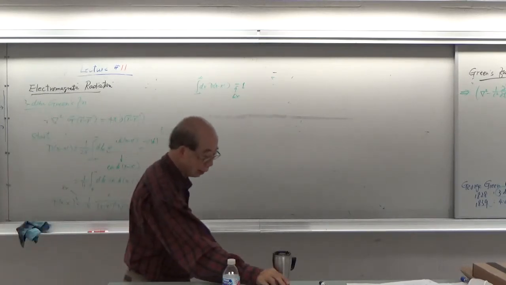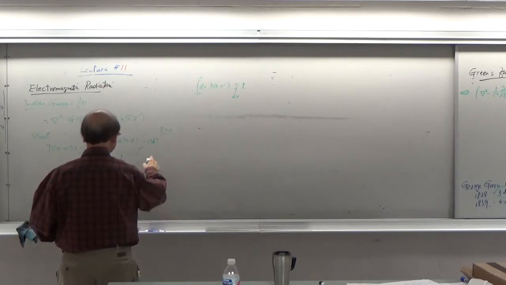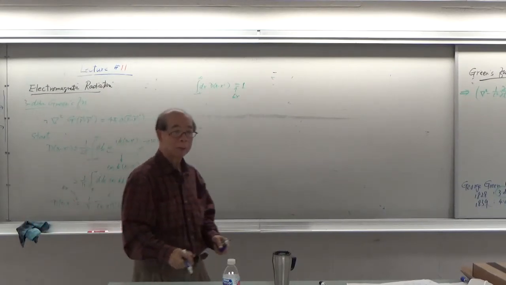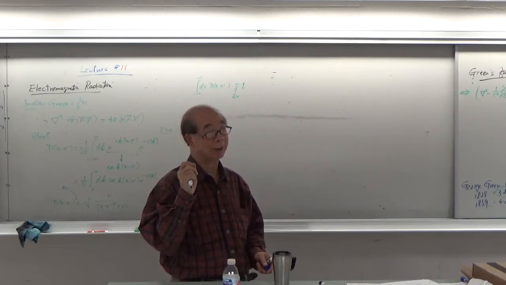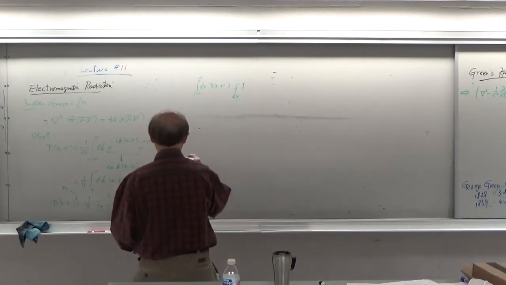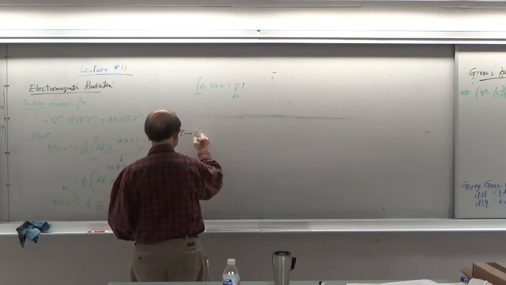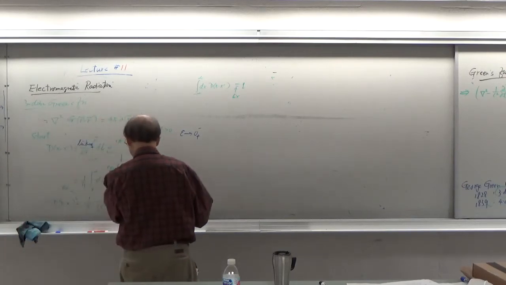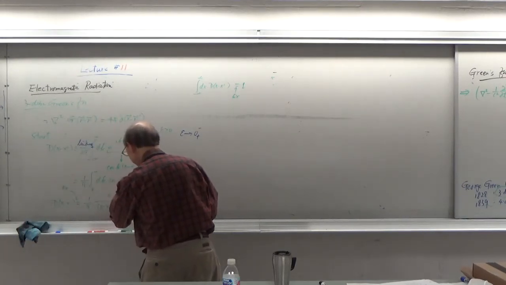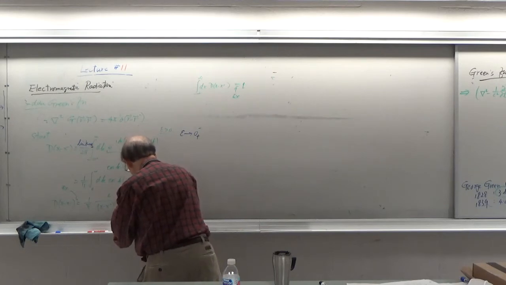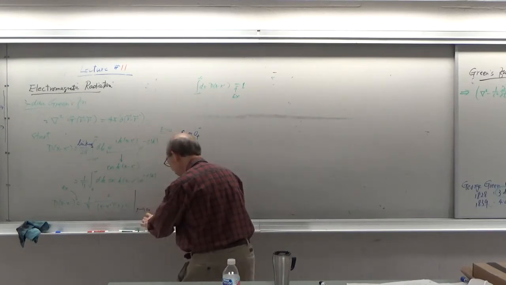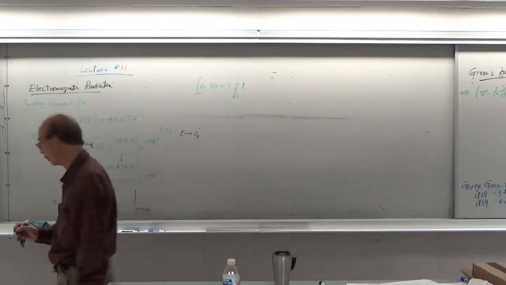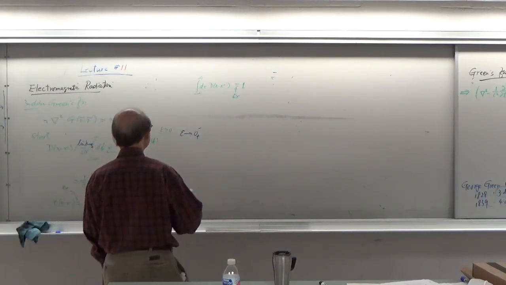Now let us specify that epsilon is not only positive, but infinitesimally small. So epsilon goes to 0 plus. I'm interested in the limit epsilon goes to 0 plus. It's positive, but very, very small.